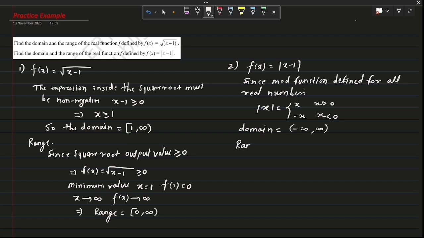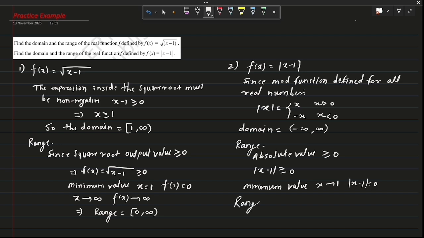Then the range we can find by taking the absolute value, that is mod x minus 1 is greater than or equal to 0. Absolute value is greater than or equal to 0. This implies mod x minus 1 is greater than or equal to 0. The minimum value here is the same: as x tends to 1, x minus 1 tends to 0, that is f of x, mod of x minus 1, is equal to 0. So all other values are positive.